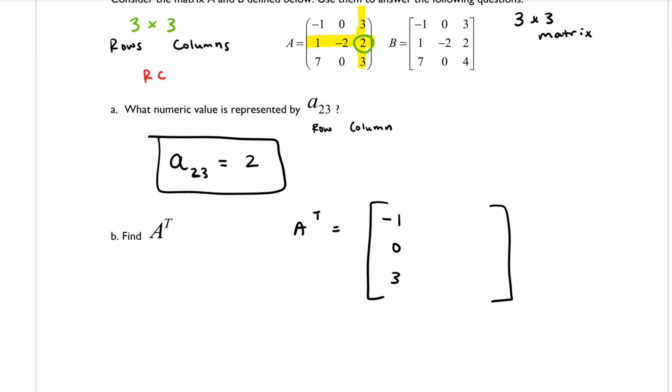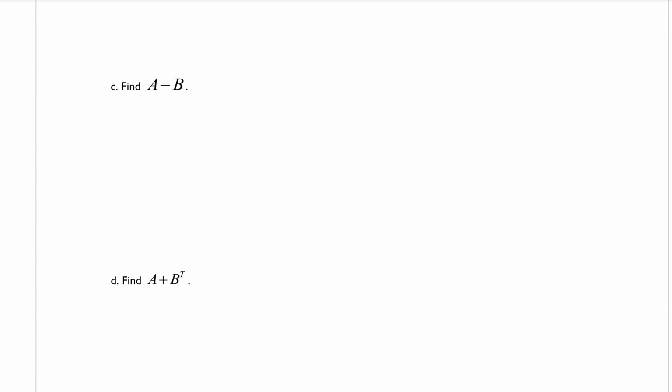And then the values of the second row in order are 1, -2, 2. So that's going to be my second column now. And then my last row, or third row, the entries in order are 7, 0, 3. So now those are going to be the values of my third column. So that is how you would find A transpose, is that new matrix right there. Okay, let's move on to example C.